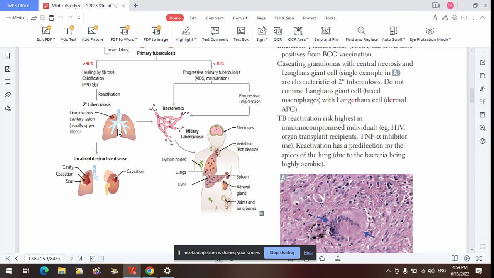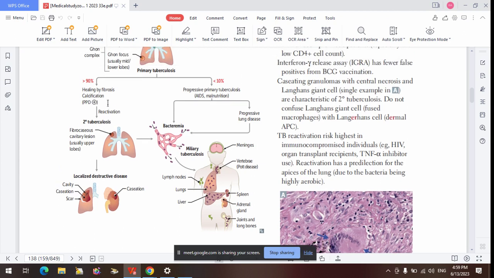So now, when they get healed by fibrosis and they are calcified, what can happen to them? The next thing that can happen to them is reactivation. They can get reactivated. So the reactivation can happen in two forms: either there is reinfection or there is reactivation. Sorry, what I meant is secondary tuberculosis. So all these things we are initially looking at is primary tuberculosis. The first infection.